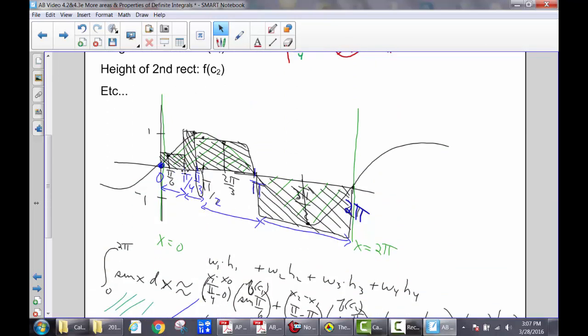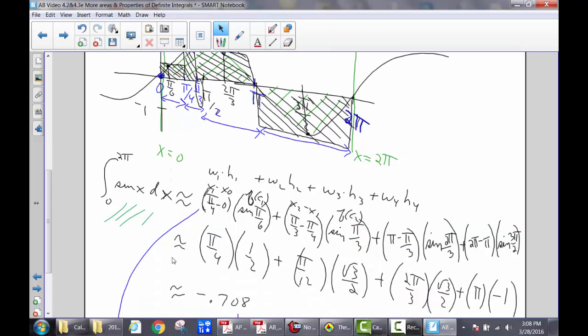Here's your 0 to pi over 4. The next width was from pi over 4 to pi over 3. The next one was from pi over 3 to pi. The last one was from pi to 2 pi. The height, the first one was at pi over 6. The next one was at pi over 3. The next one was at 2 pi over 3. Remember, I'm going up and touching the curve. And the last one was at 3 pi over 2. Go down to touch the curve.